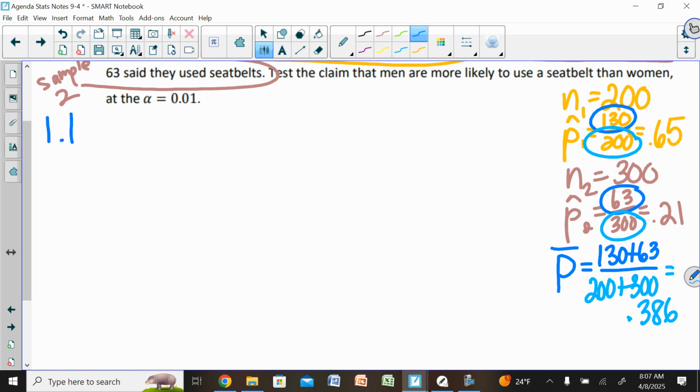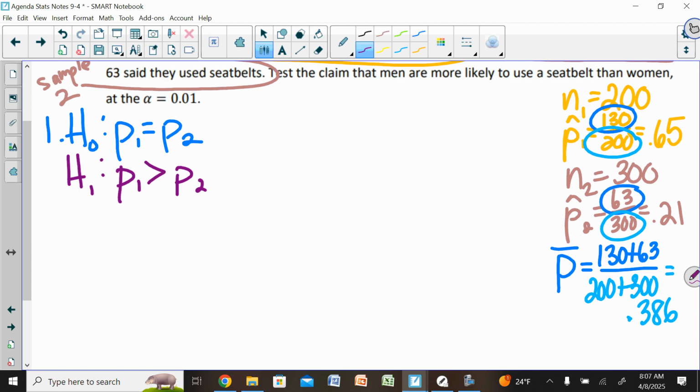So step one, my null hypothesis is always going to be that the proportion of men is equal to the proportion of women who use seatbelts. My H sub 1, it says test the claim that men are more likely to use a seatbelt. So that means this is a one-tailed, more specifically a right-tailed test, because we've got a "more" in there instead of "is there a difference." And this would be my claim.